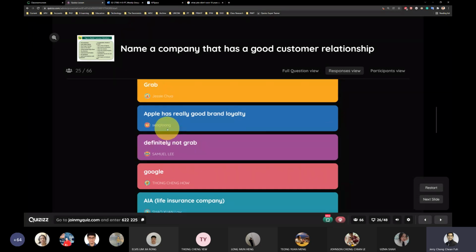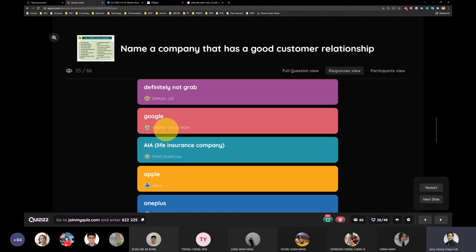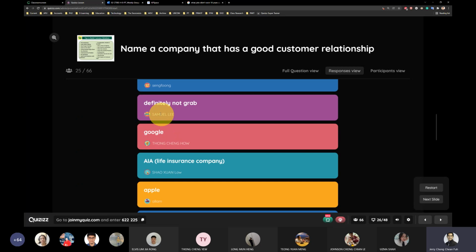Interestingly, after two of you said Grab, Samuel comes in and said definitely not Grab. Samuel, what happened? Sir, if you use it frequently, you do realize that Grab has unreasonable prices for their Grab car, especially when it's in high demand. They technically do not care about you. They just put as high as they want. For example, at key timing, the prices can go up to double the price or more, and that is a real problem, especially for people that are tight in finance.